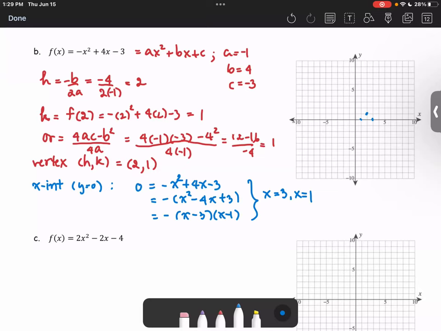Let's do a little bit more by finding the y-intercept. For y-intercept, x is going to be 0. If x is 0, y will be 0 plus 0 minus 3, or negative 3. So negative 3 down there. So the graph will look something like this. You get the y-intercept, x-intercept, and the vertex.